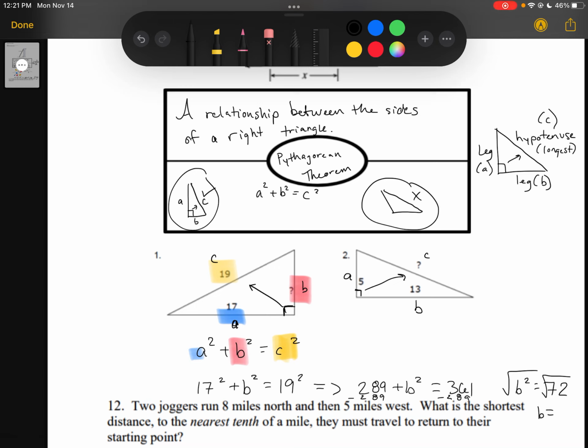You'll get approximately 8.5. So we're just rounding here. So there we go. So b is equal to 8.5. So we solve for our missing side length. We know that b is 8.5.